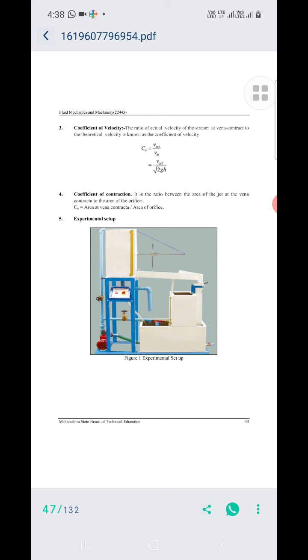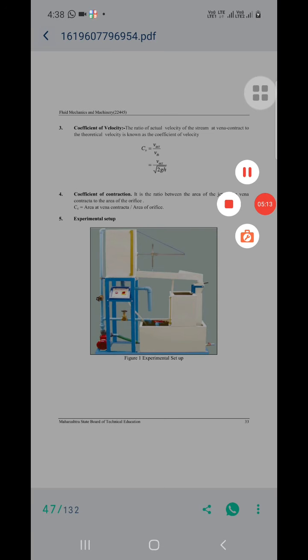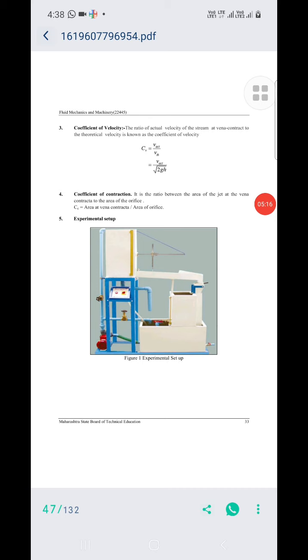Experimental setup. This is the experimental setup for our experiment. This is a tank. This is a flow meter in which water flows from the suction pipe to the delivery pipe. So write this down.